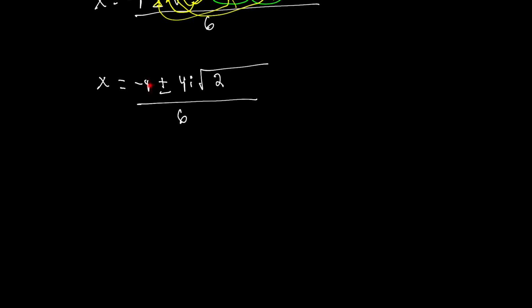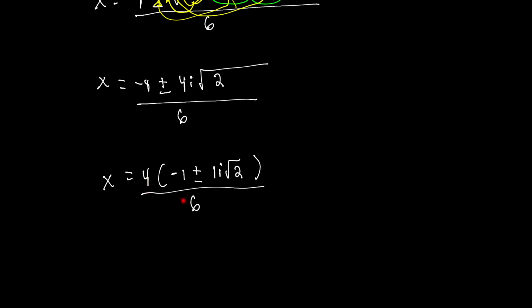Next, I'm going to get the greatest common factor of the two numbers on the numerator. So 4 and 4, the GCF is going to be 4. So I get that x is equal to 4. And to get what goes inside of the parentheses, I'm going to divide each value by whatever it is that I factored. So negative 4 divided by 4, that gives me negative 1. Plus or minus 1i root 2 all over 6.